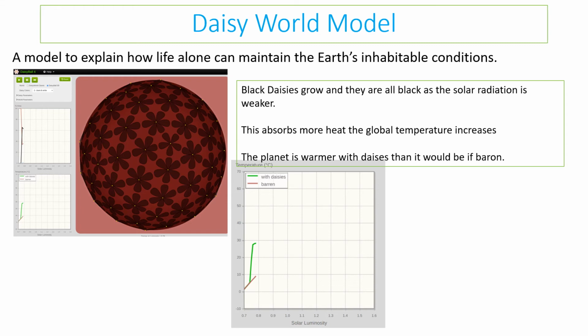So you can see here two lines. We've got the luminosity of the sun, how warm it's going to be, and here is what we get if the daisies are present, absorbing all that heat energy, and here if the daisies are not present. And the temperature of the Earth should really be between 10 and 30 degrees for it to be habitable.